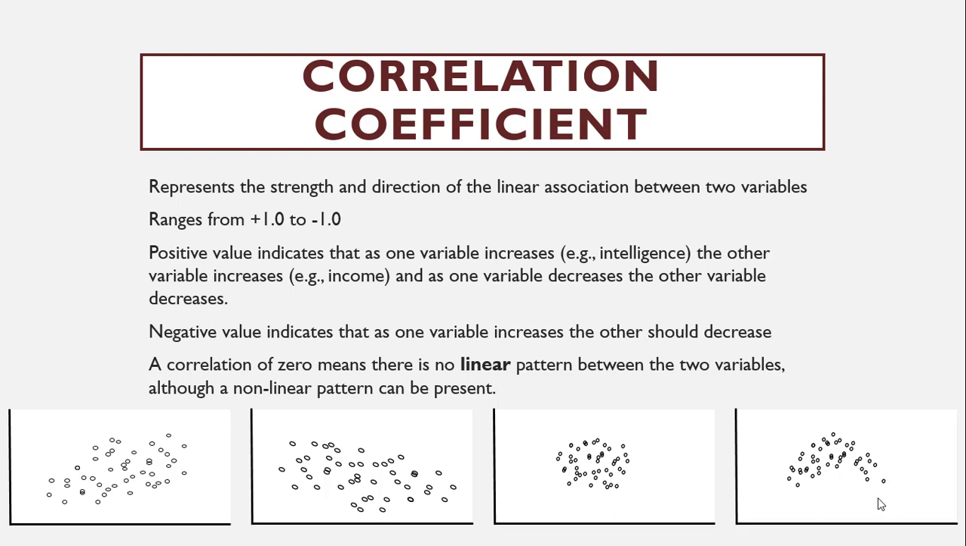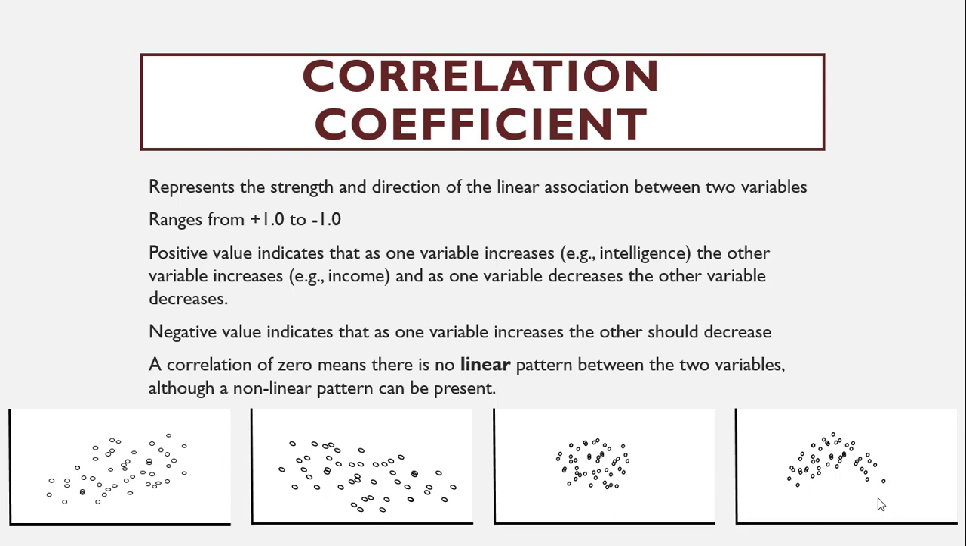So your score might go up. That would be a positive relationship, but the number of answers that you make that are wrong would tend to go down. That would be a negative relationship. So as time viewing the videos goes up, then the number of incorrect responses should go down. That would be a negative correlation. And then a correlation of 0 means that there's no linear pattern between the two variables.